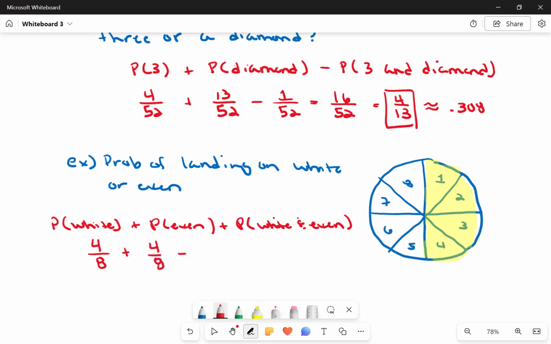But now there are numbers that are both even and white. And that happens to be the 6 and the 8 that qualify for that. They're both white and even. Therefore, there's 2 out of 8. So let's see. 8 minus 2 is 6 out of 8, or 3/4, which is 0.75 if you want to write that as a decimal. And there we go. There is or probabilities.